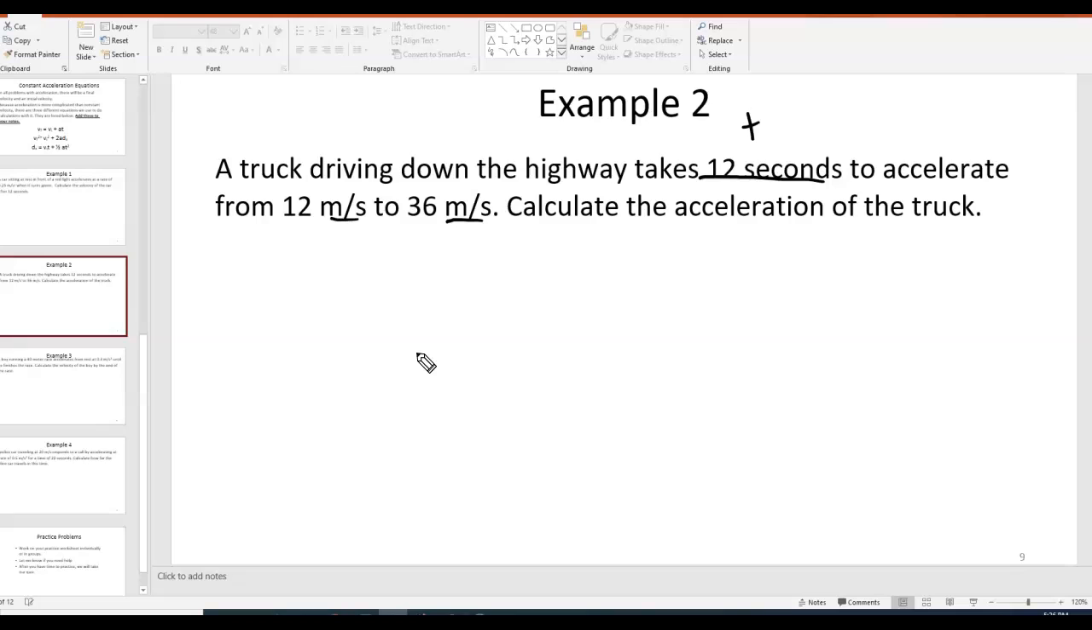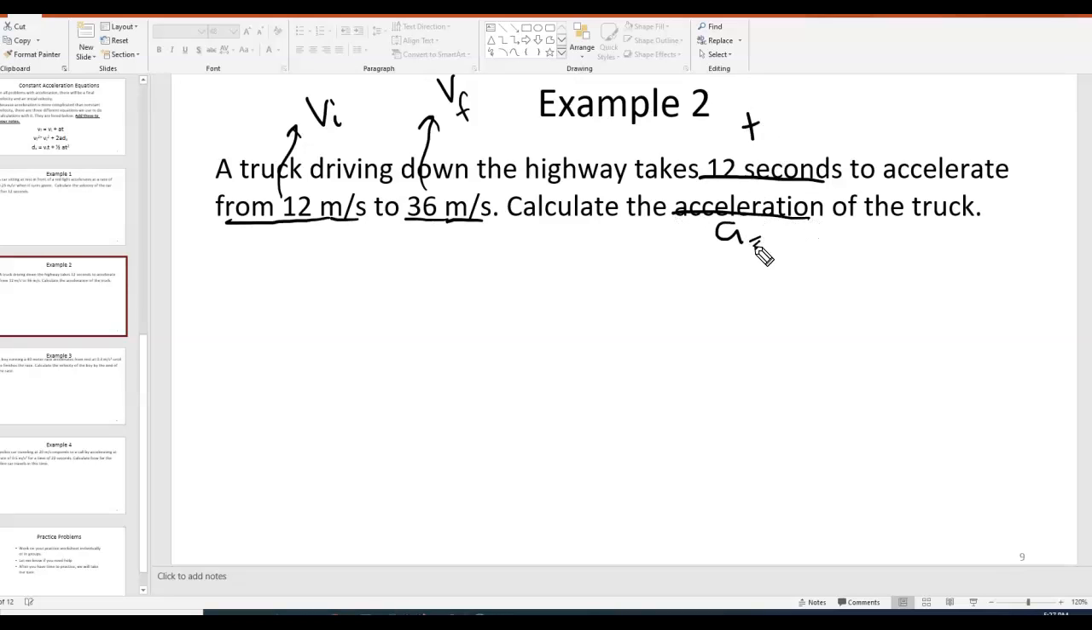Now I have two velocities in my equations. I have initial velocity and I have final velocity. The 12 meters per second is going to be my initial velocity because it says I'm going from 12 meters per second to 36 meters per second. So I'm going to end up at 36 meters per second. So the truck is speeding up over 12 seconds. And I'm asked to find the acceleration of the truck.